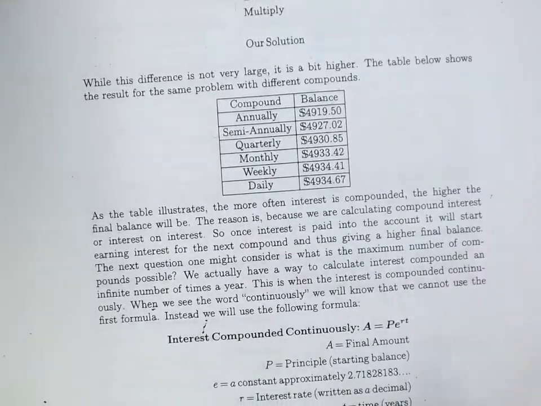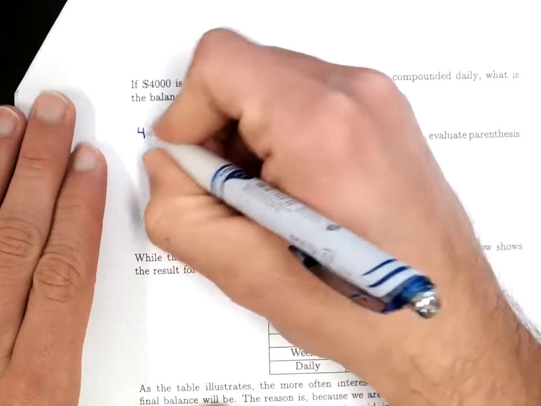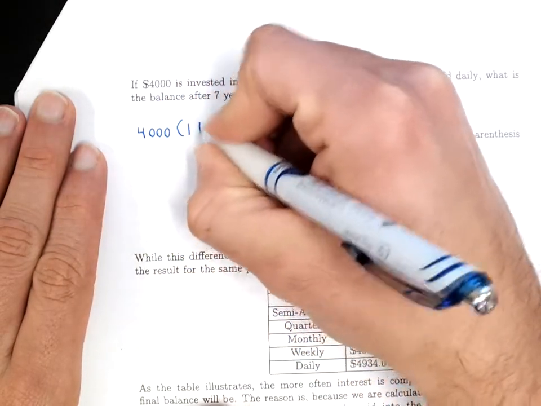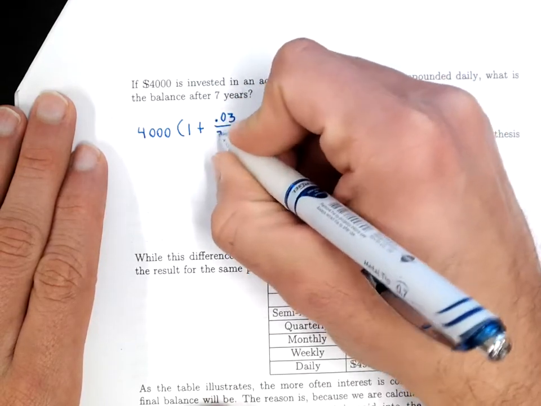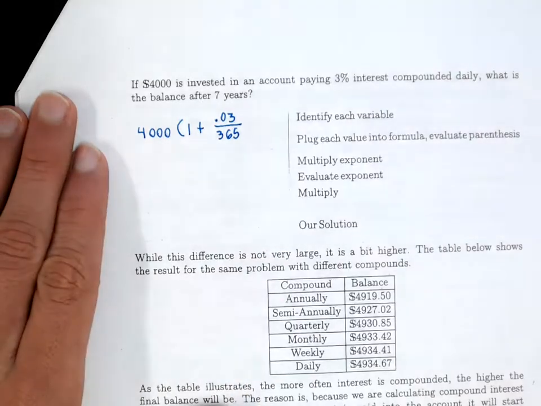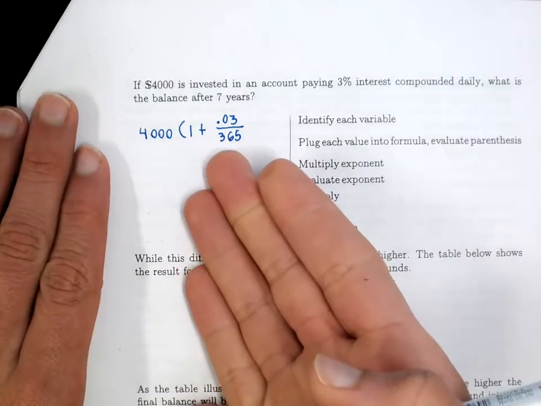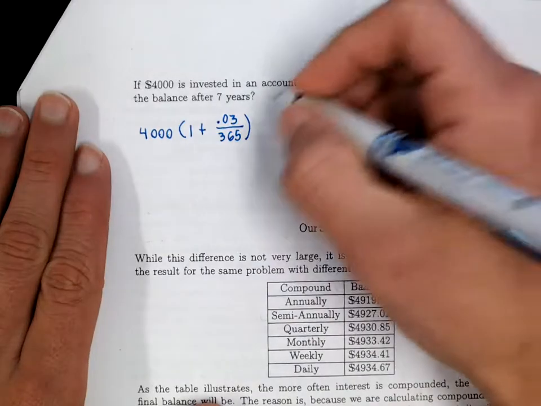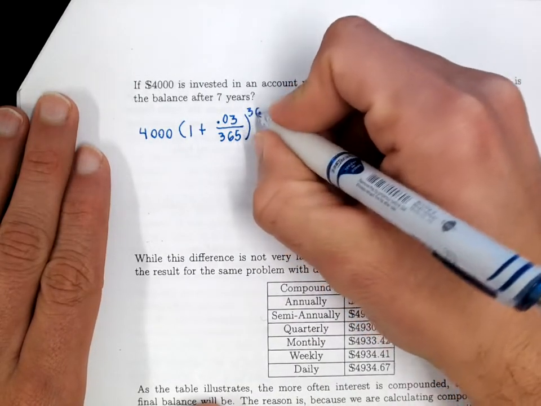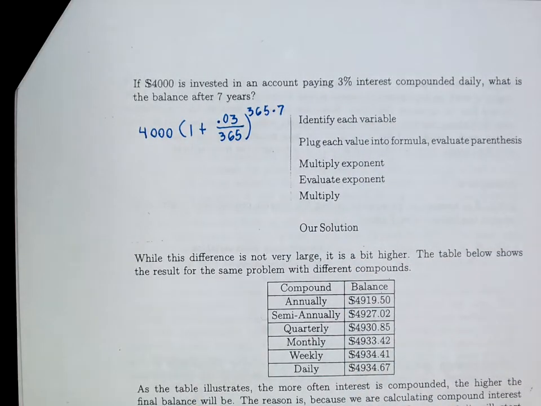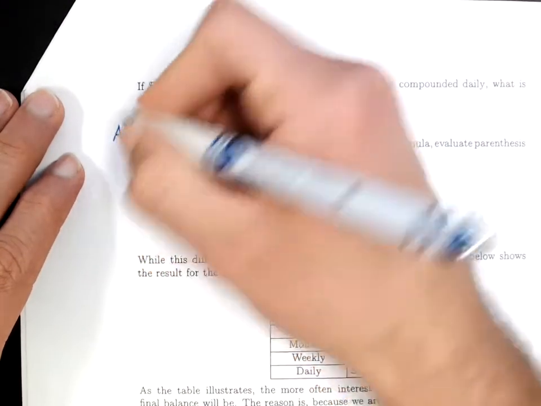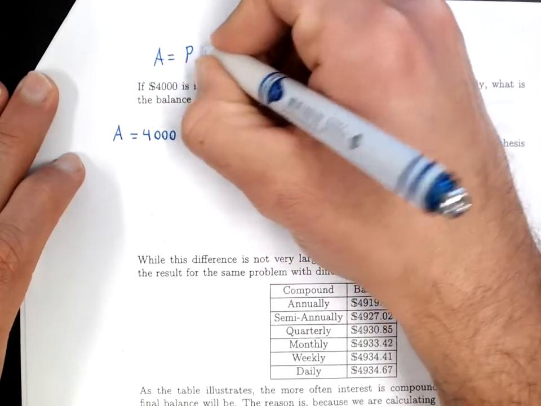Now, if you go to the back of this, they have exactly the same problem, except now they're compounding this interest daily. And since there's 365 days in a year, that's why I came up with this number, okay? And then we have 365 times 7, okay? So remember that, all of that. If you're looking at this, you're going, oh my God, I don't know where that came from. Remember, all of this came from this formula.